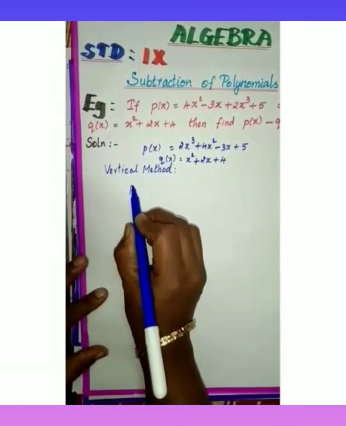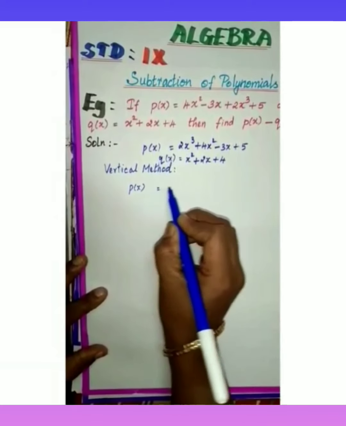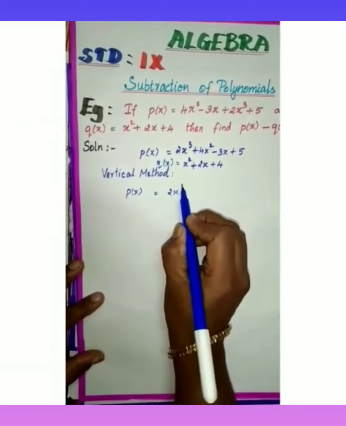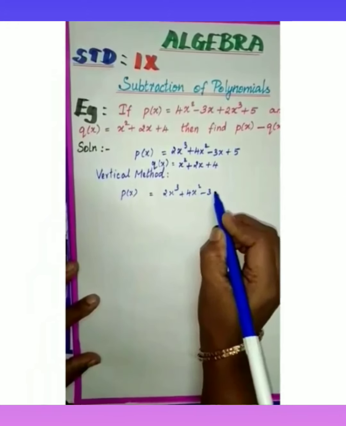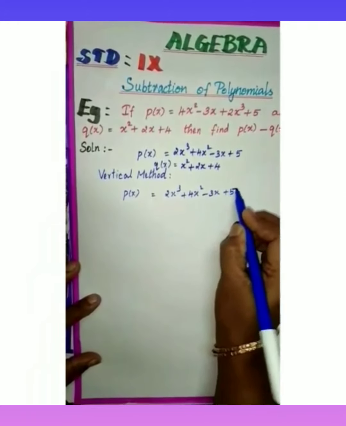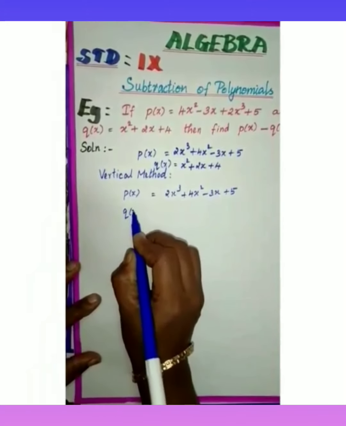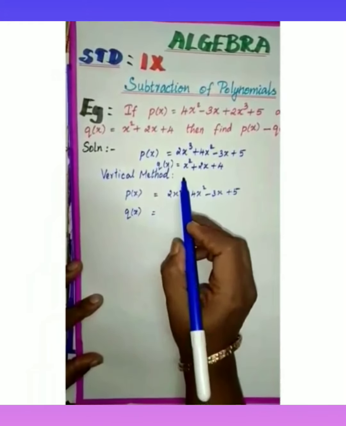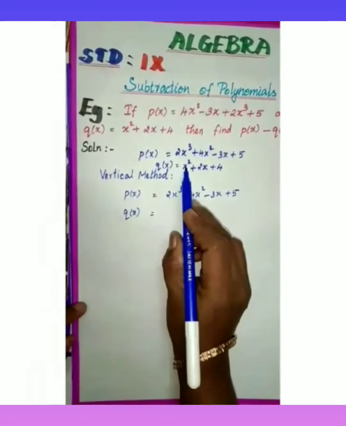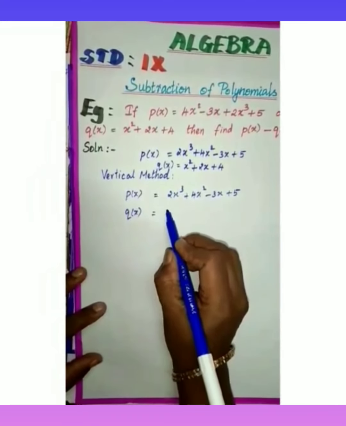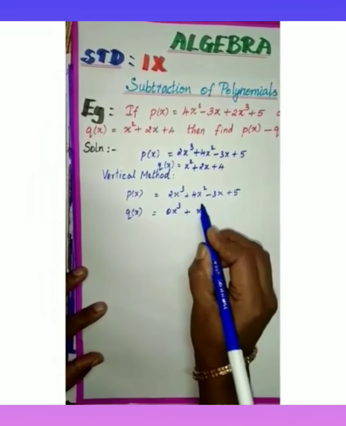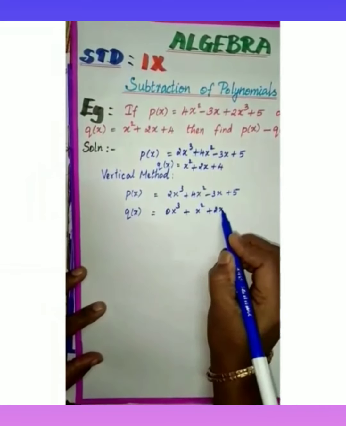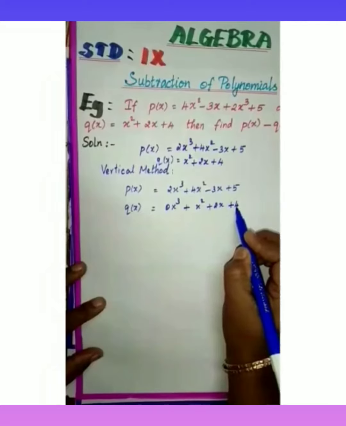So p of x equal to 2x power 3 plus 4x square minus 3x plus 5. Then q of x equal to, there is no x power 3 term in q of x. Instead of that we can write 0 x power 3, then x square plus 2x and then plus 4.